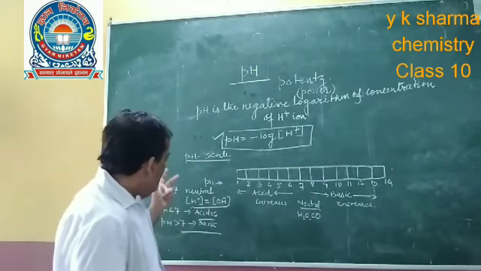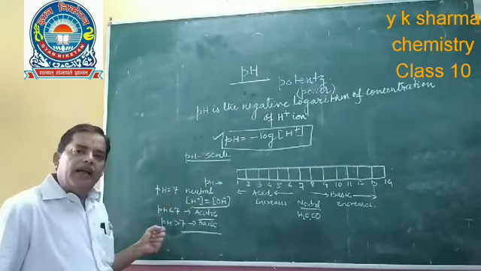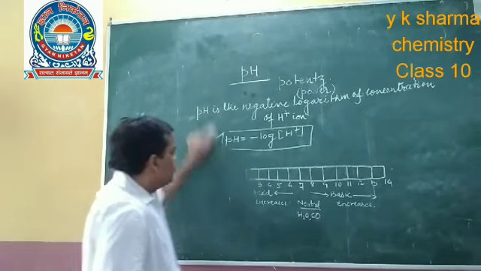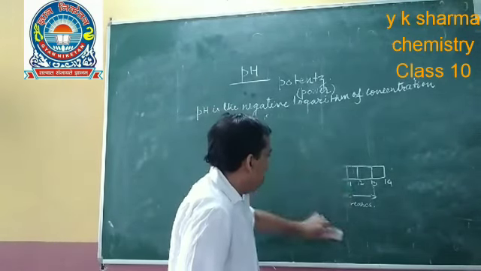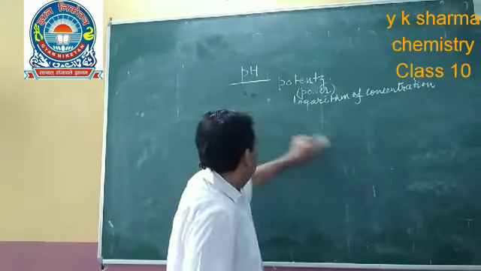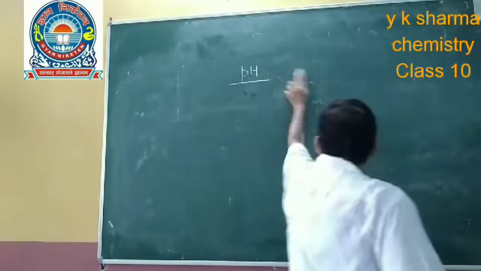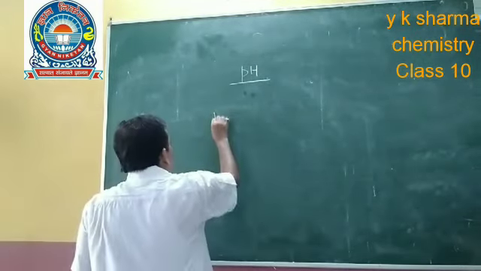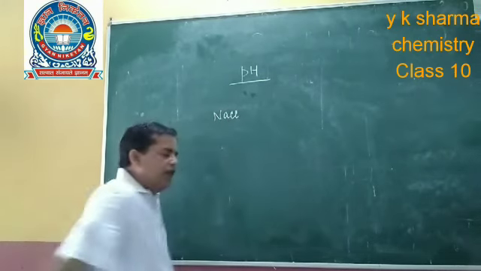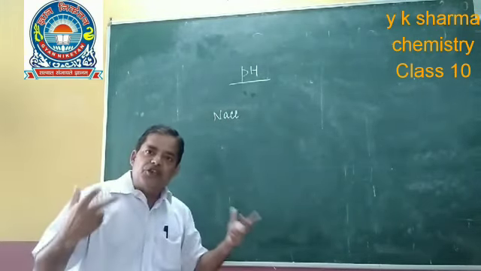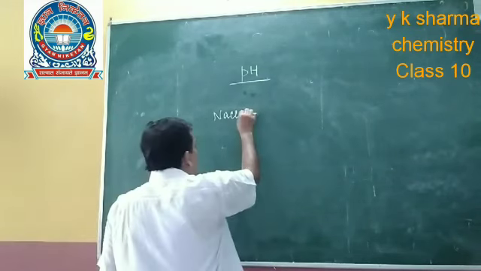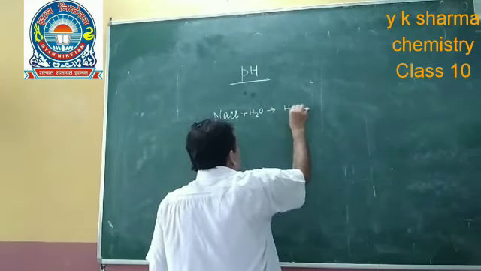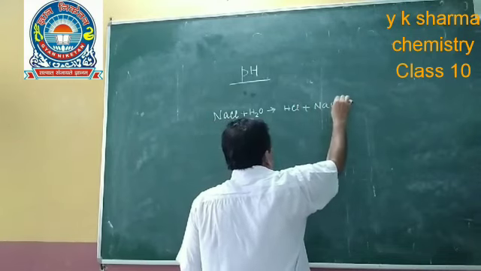Now, another thing you have to keep in mind is the pH of salt solutions. Suppose NaCl is given to you. How do you identify the pH of that solution? You will write NaCl plus H2O, and the corresponding acid and base will be formed: HCl plus NaOH. Okay, is it clear or not?